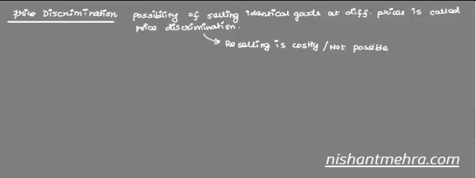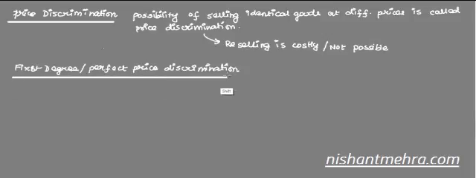Now there are 3 degrees of price discrimination: first degree, second degree and third degree. We'll take up one by one. First degree, or perfect price discrimination. Right, first degree or perfect price discrimination.